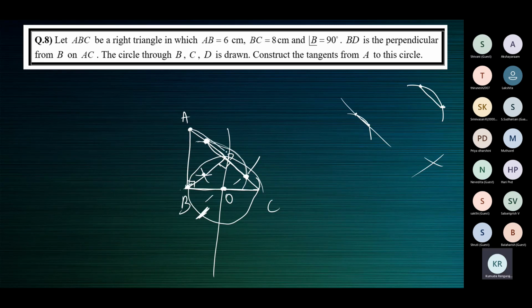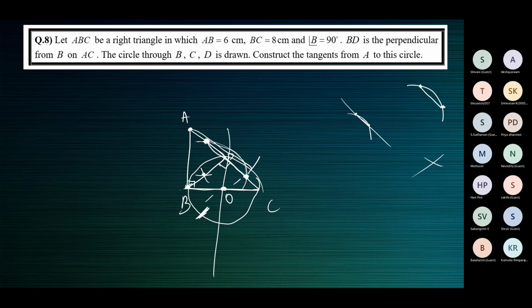Join from A. With A as center and radius 6 centimeters, we cut an arc on the circle. We call that point B dash. Join AB dash. So AB and AB dash are the required tangents to the circle.